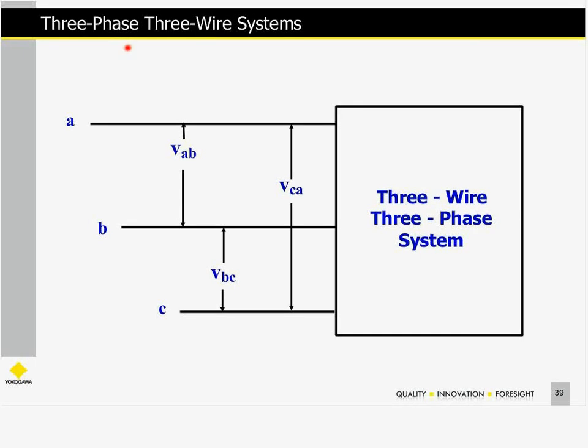Now, let's look at a three-phase, three-wire system. So we got a box, we got 3 wires only coming out of it. The only thing we can measure are the series currents and the line-to-line voltages.